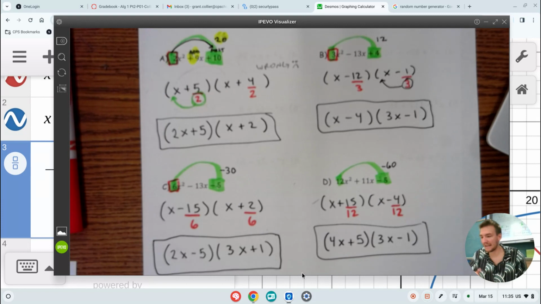All right, that is solving trinomials with a greater than 1. That is slide and divide. Woohoo!